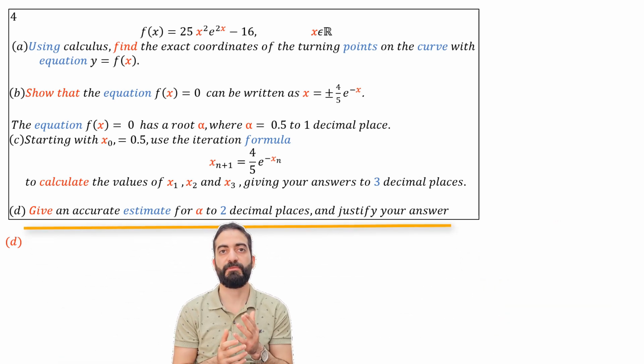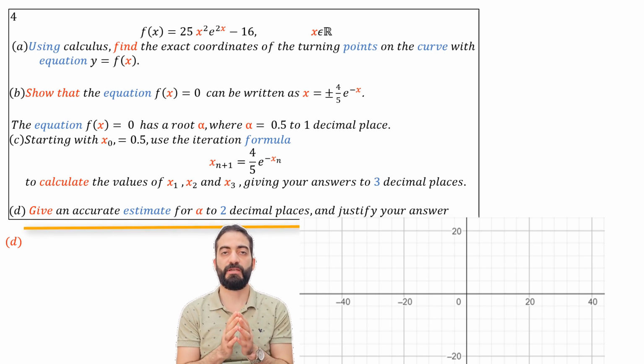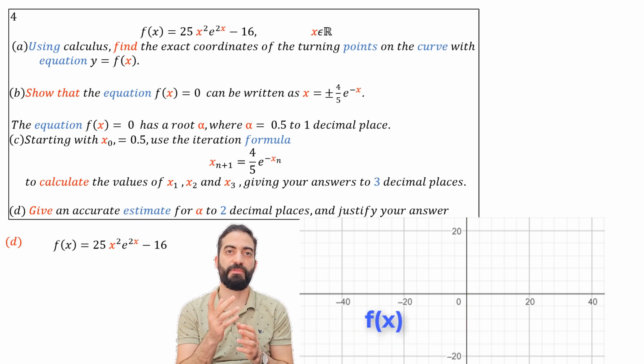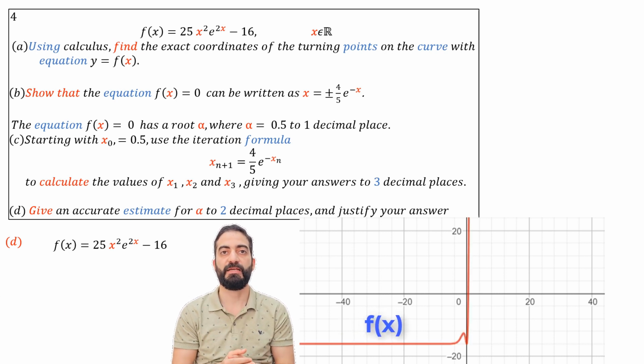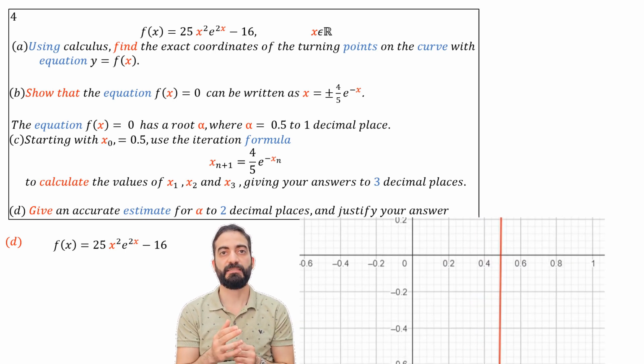Give an accurate estimate for alpha to 2 decimal places and justify your answer. As we know, the alpha here is the root, meaning that f(alpha) equals 0 because alpha is the root. So f(alpha) equals 0, meaning that alpha is present on the x-axis.